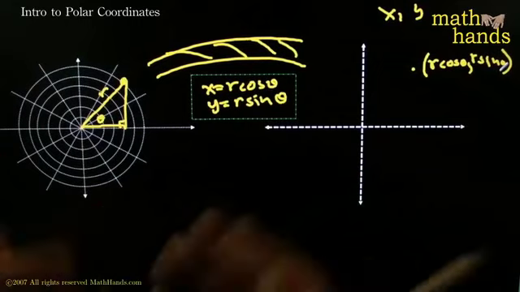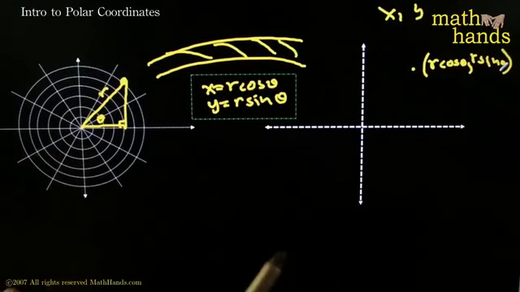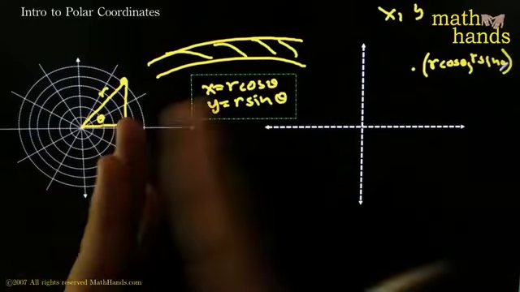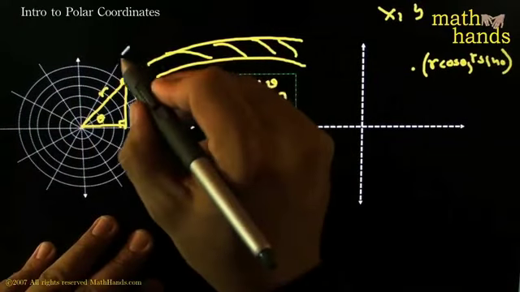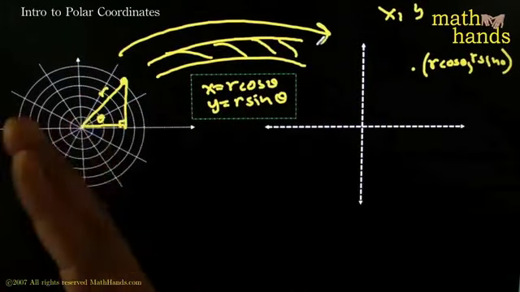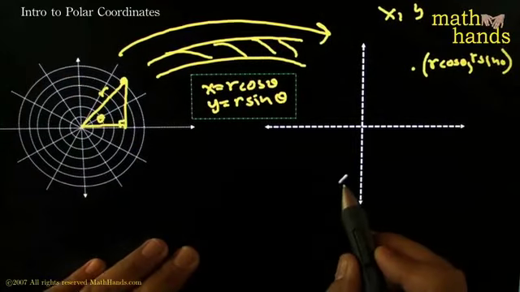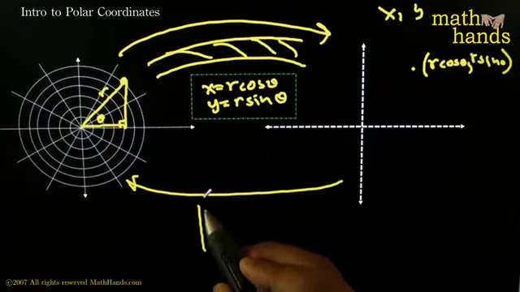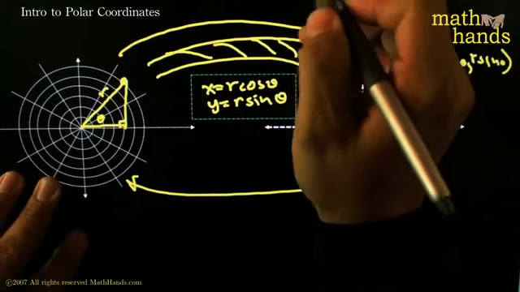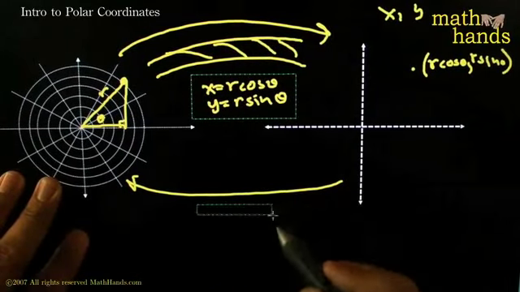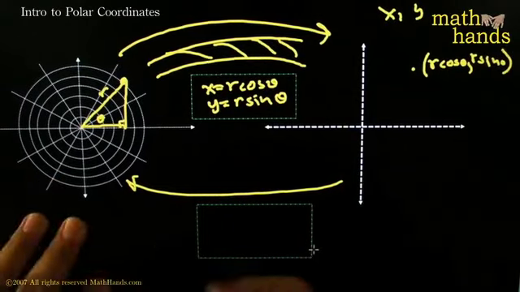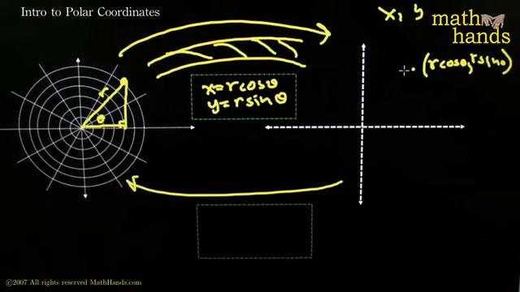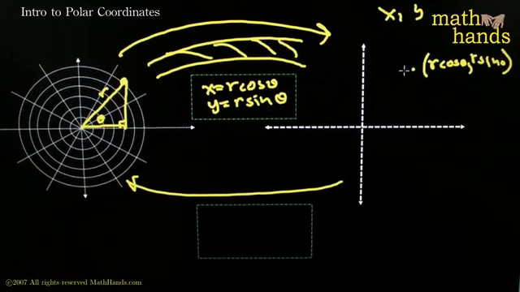Now, every good foreign language dictionary has 2 parts to it. It has the translation when you go that way, say from English to Russian, and then it has a translation as you go back from Russian to English. So what we'd like to do here is supply the other half of the dictionary. How do you go backwards? If you have x and y, how do you find r and theta?